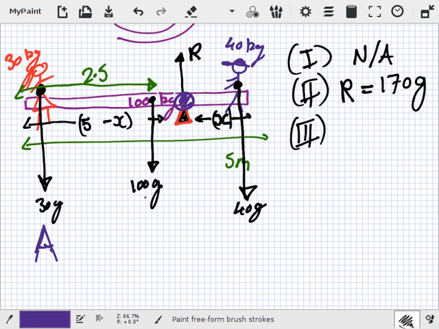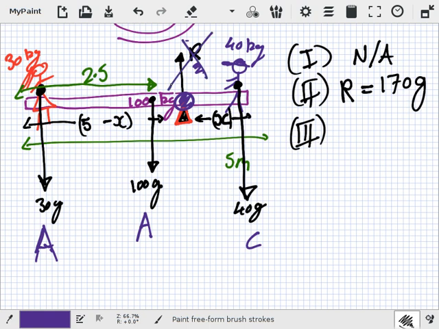Now, this one, clockwise or anti-clockwise? Anti. This one, clockwise or anti-clockwise? Clockwise. Can you see? Because this one makes you turn that way, and this one here makes you turn that way. Opposite. And lastly, the reaction. This one, clockwise or anti-clockwise? What do you think, Siva? It crosses the pivot, so forget about it.